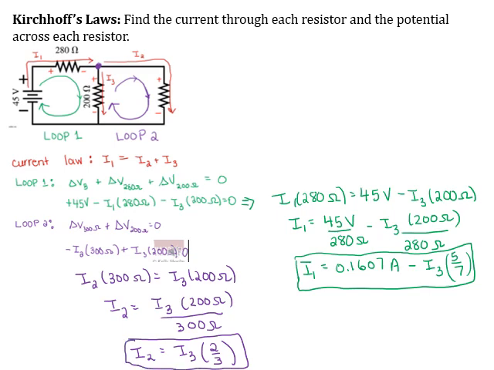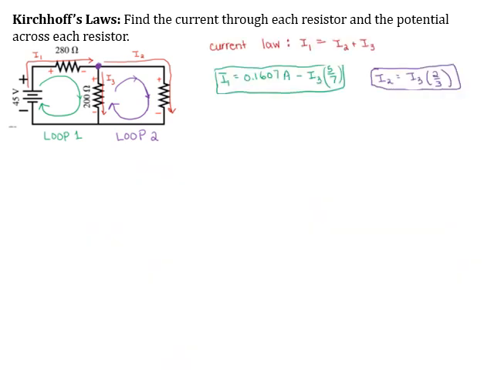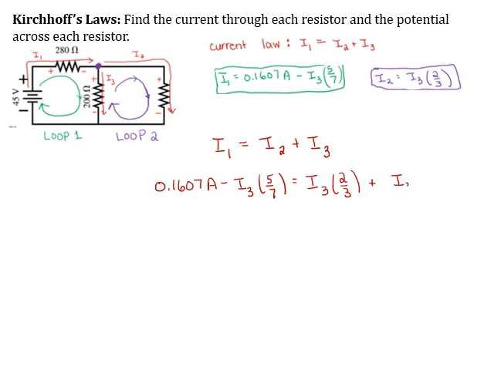Now let's plug our I1 and our I2 into our current law equation. So we'll start just by writing down our current law again. I1 equals I2 plus I3. Now I1, we already found an expression for that, so let's fill in what we found for I1: 0.1607 amps minus I3 times 5 over 7. That equals I2. Well, we found that I2 was equal to I3 times 2/3, and then that's plus I3 as well.